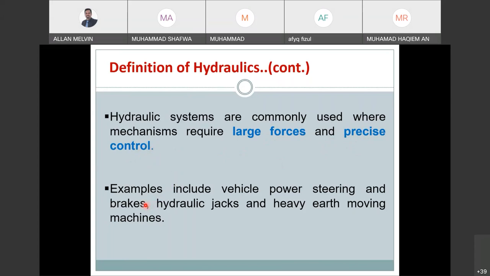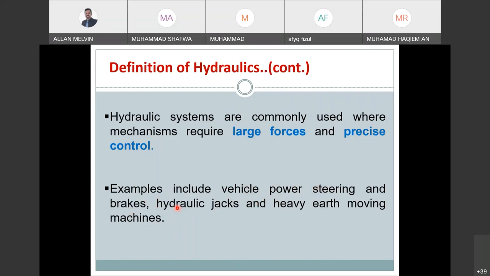Examples of hydraulic systems include vehicle power steering. Benda yang selalunya kita gunakan, but we always don't know that it is a hydraulic system. Kalau you memandu, you are using power steering. Compared to those times, steering required you to use a large force. Now you just need to use a little bit of power, then you can turn your vehicle. The classic example adalah dalam kereta lah.